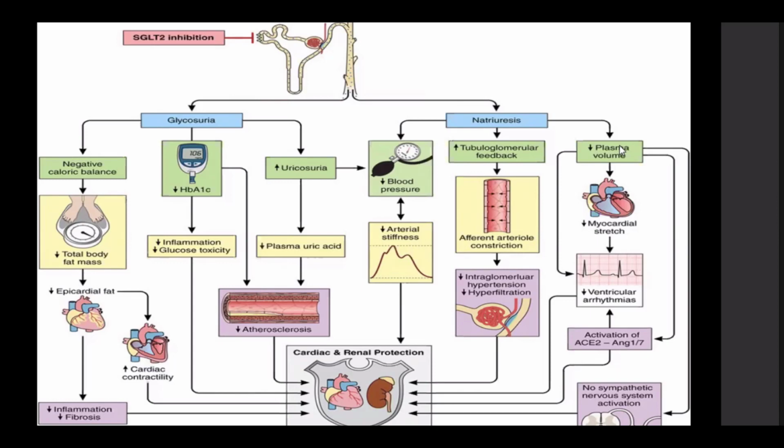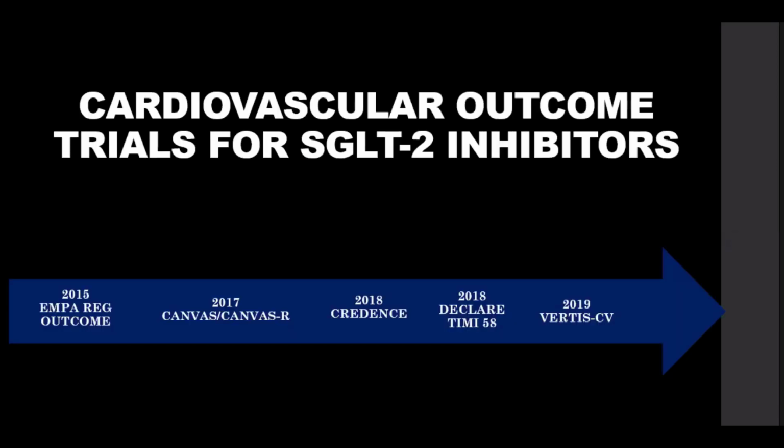More sodium in the urine, less plasma volume, less myocardial stretch, less incidence of arrhythmias. So now you are getting not only mechanistic cardioprotection, but also electrical. You will have less incidence of ventricular arrhythmias. And again, these things lead to cardiac and renal protection. So this is just a nutshell. There are many other effects also. We are not going to go through them.